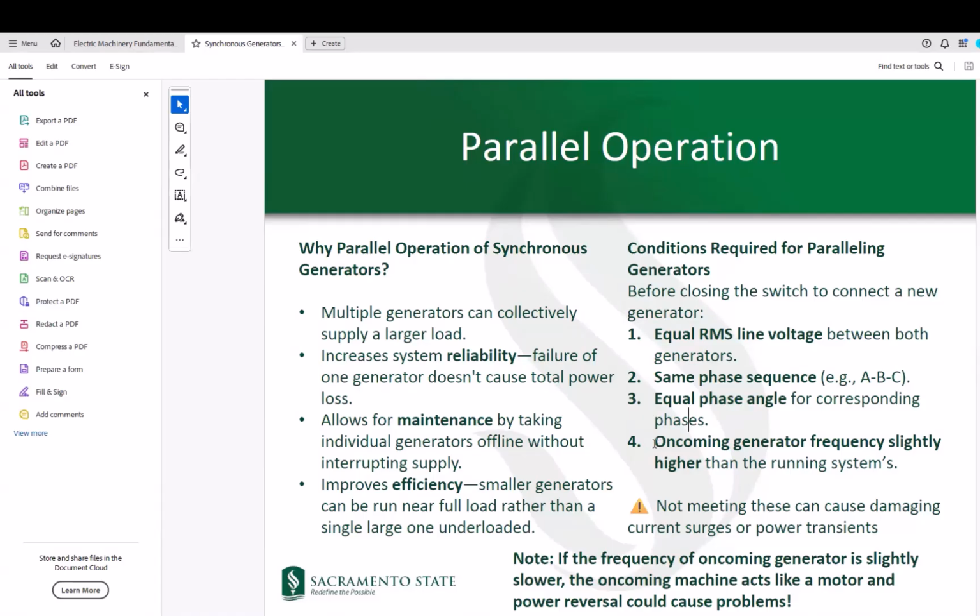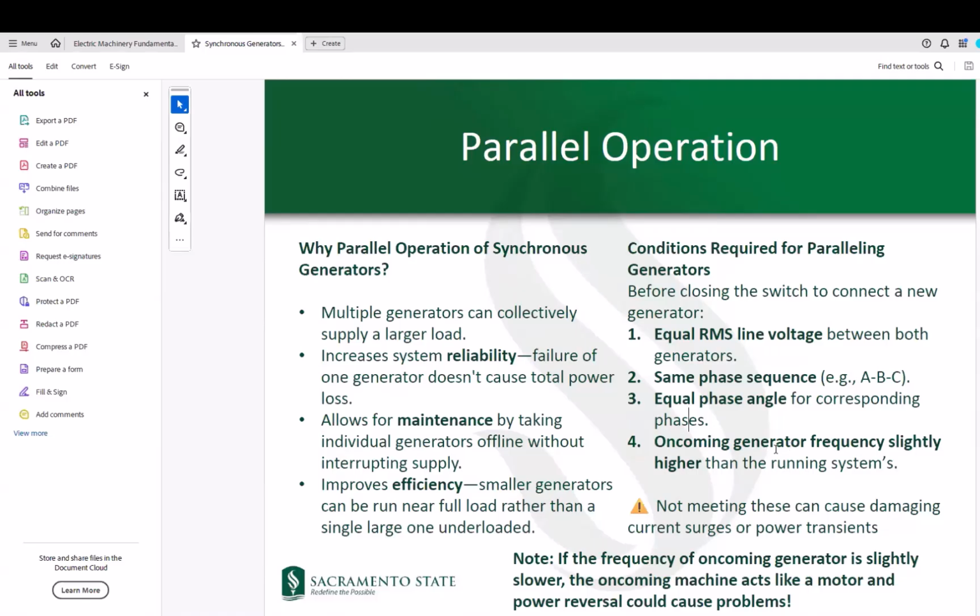And also, the last condition is that the oncoming generator, the generator that is new and wants to come in, needs to have a slightly higher frequency, a little bit higher than the frequency of the rest of the generators when we are going to connect that with the system. That's because under these circumstances, we make sure that the new generator will adapt to the common frequency of all the other generators without any interrupt or without any failure.